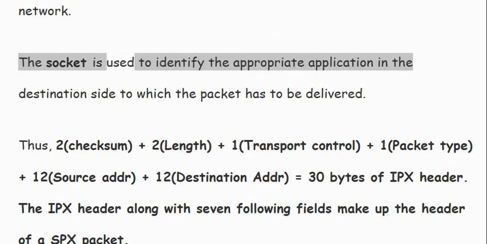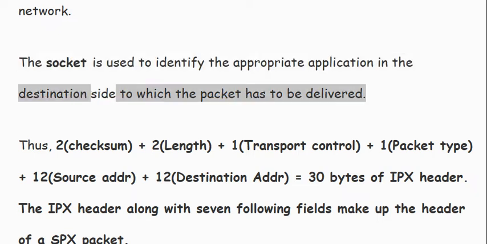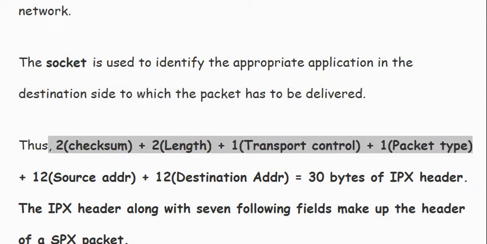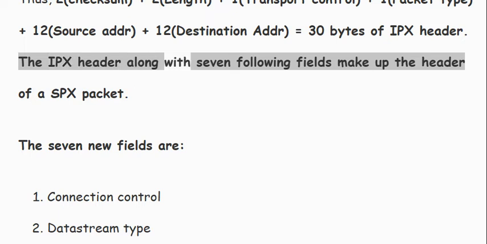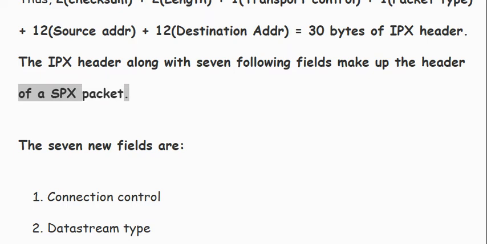The socket is used to identify the appropriate application on the destination side to which the packet has to be delivered. Thus, 2 checksum plus 2 length plus 1 transport control plus 1 packet type plus 12 source address plus 12 destination address is equal to 30 bytes of IPX header. The IPX header along with 7 following fields make up the header of an SPX packet.